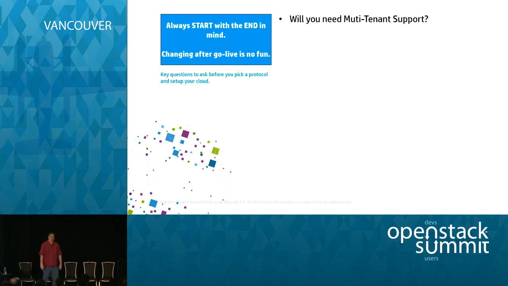Will you need multi-tenant support? This is a big question. A lot of people, of course you do. It's OpenStack, and not everybody does, right? So a lot of clients don't want that. It's an important detail. You need to know the answer to that. It will help you pick the protocol.